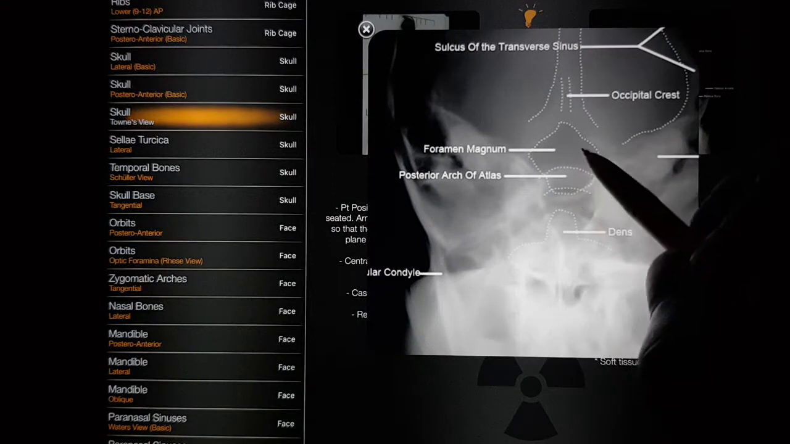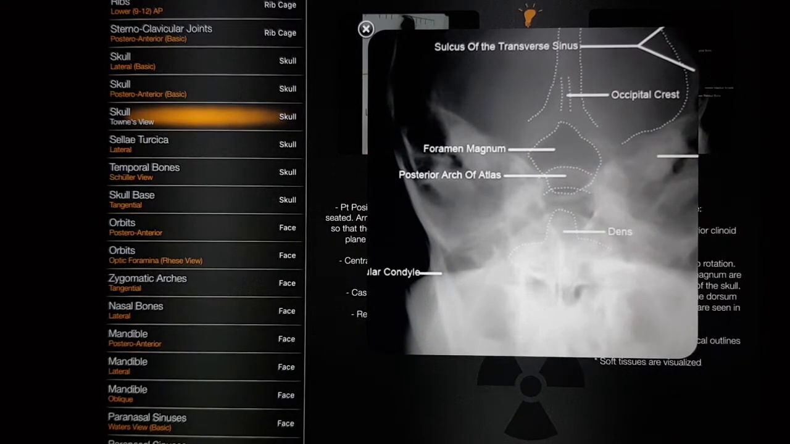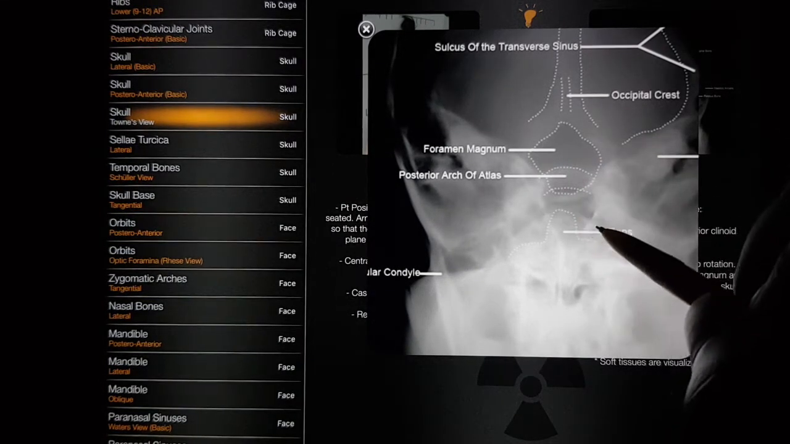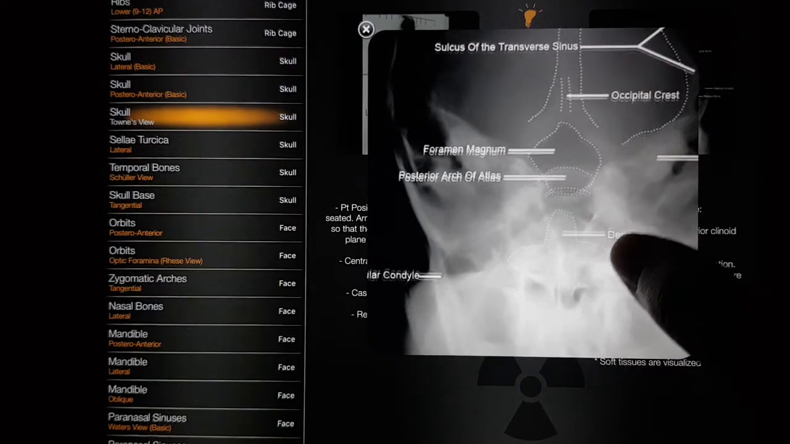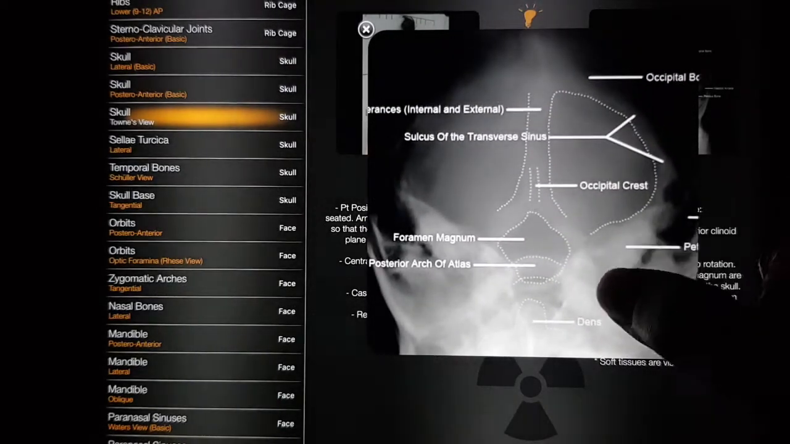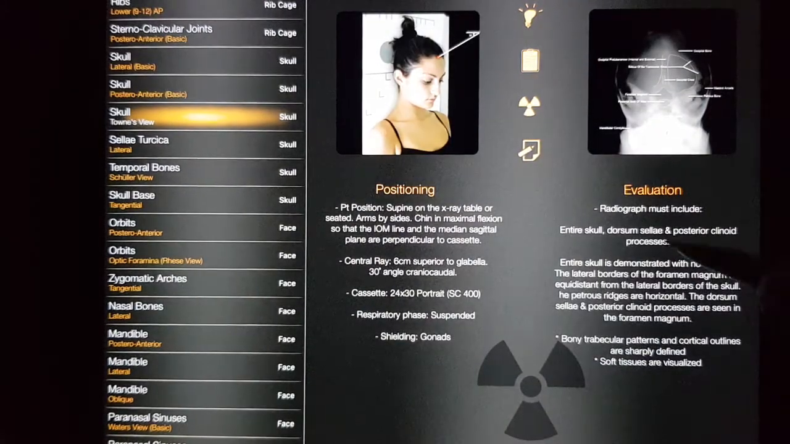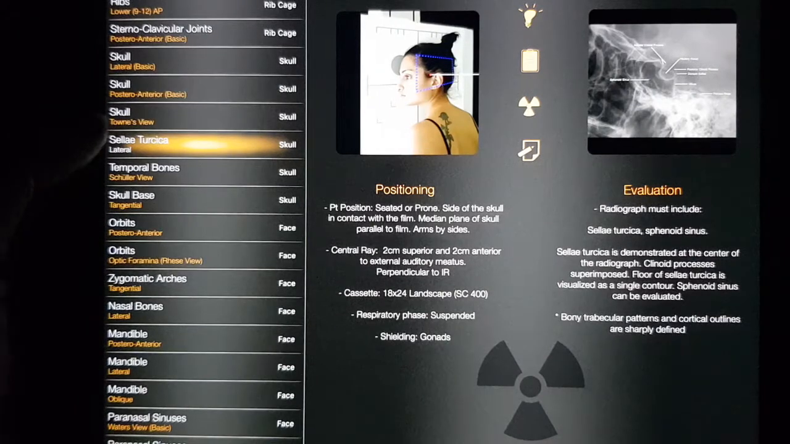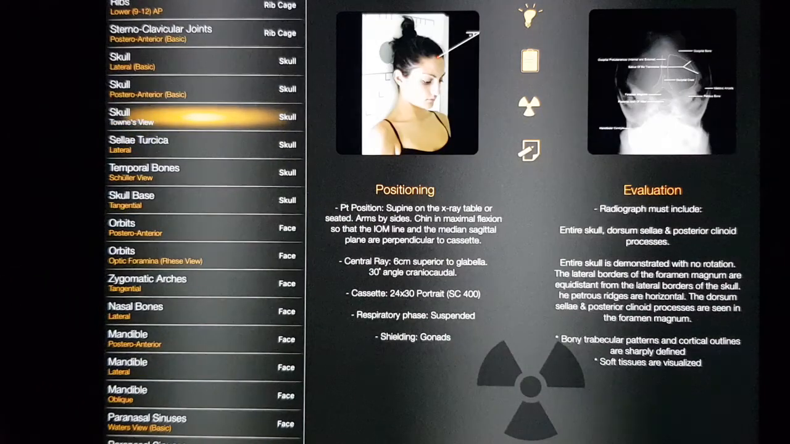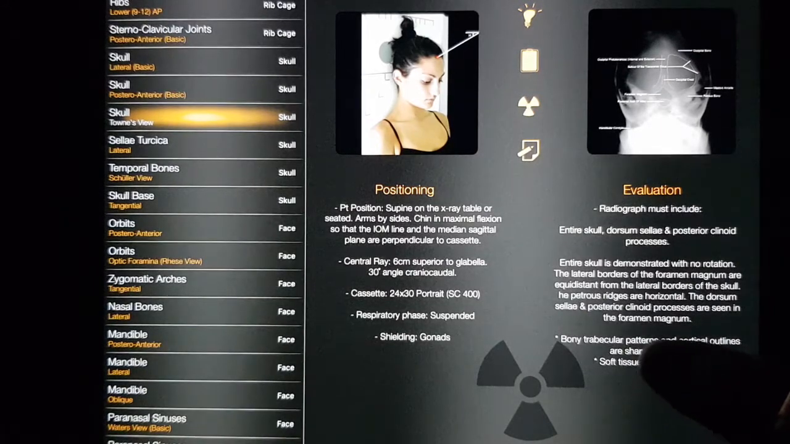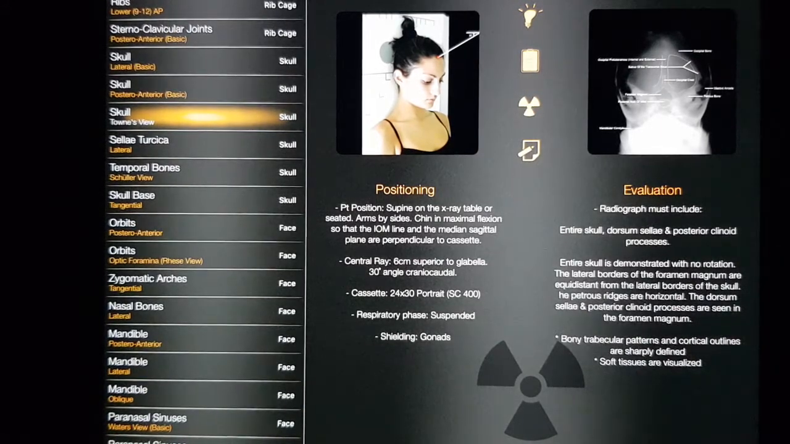This is the foramen magnum, and we can also see the posterior arch of atlas and the dens, and their pathology can also be identified. The foremost important things we see should include the dorsum sellae and posterior clinoid processes. For the dorsum sellae we can use this view; the sella turcica we will discuss in the next video. The bony trabecular patterns and cortical outlines are sharply defined.